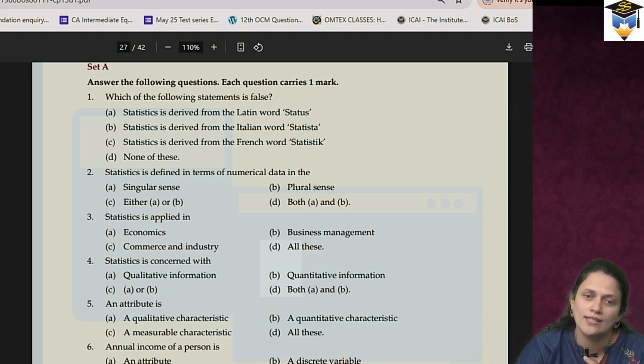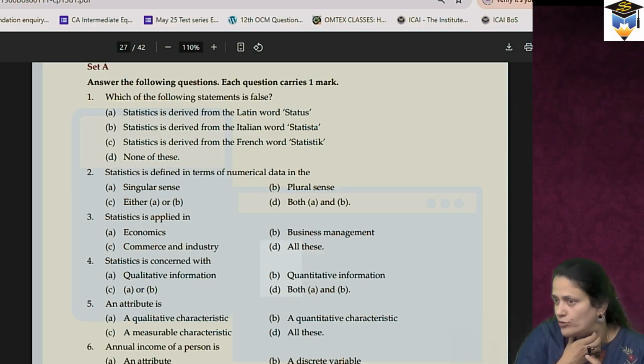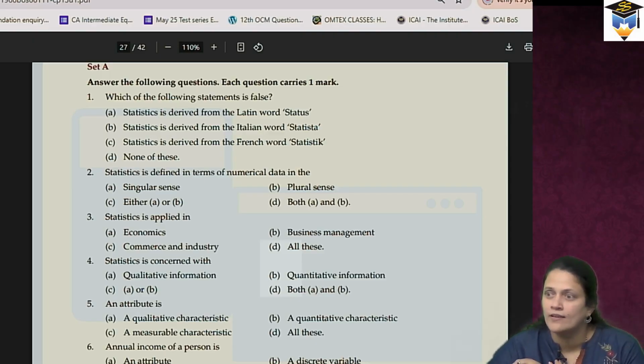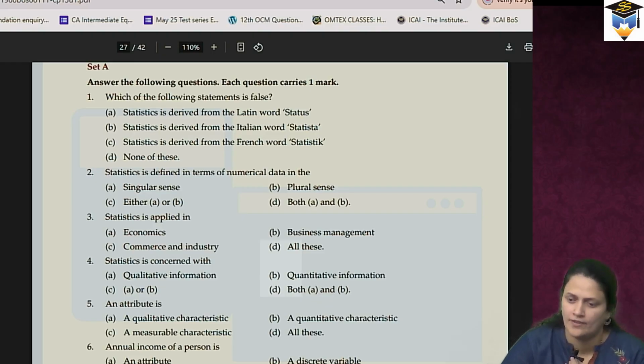Both singular and plural is given in the textbook, isn't it? You have the textbook with you. Please check. In the first paragraph itself it is given. Is it? So that's why I said B, only plural form. Okay, so B is the correct option.